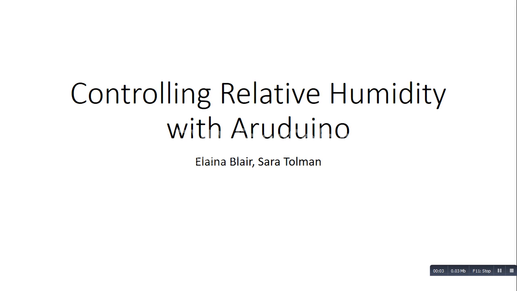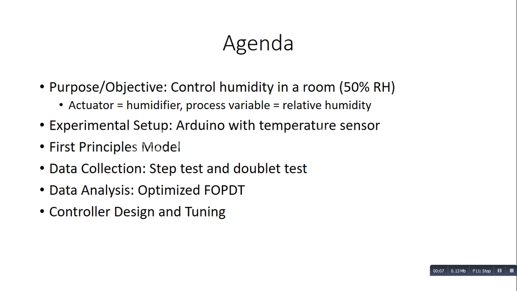Our project is to control relative humidity with an Arduino. So first we'll talk about the purpose and objective, which was to control humidity in a room to 50%, with the humidifier being the actuator and the process variable being relative humidity.